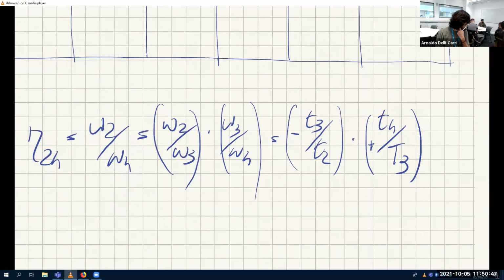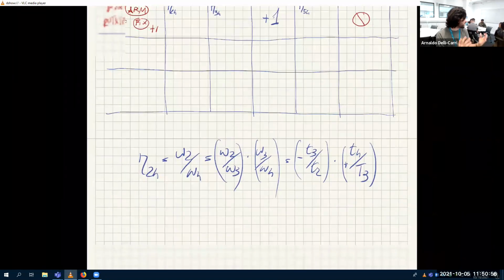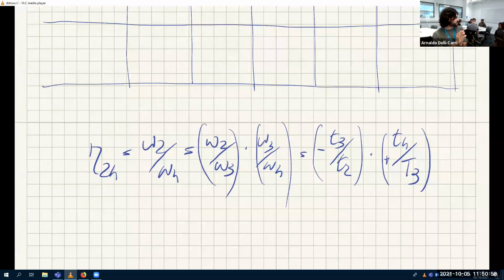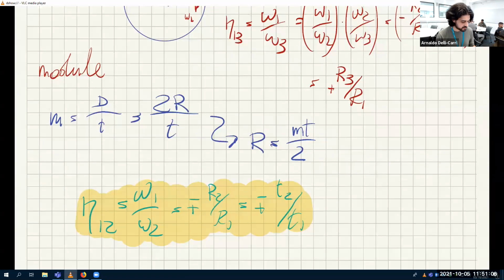Yes. How do you tell whether the gears are internally or externally meshing? You have to look. If it's a ring, it's always internally meshing. That's the idea. When you have a ring, it's always internally meshing. Yes. How do you decide which one's meshing with which? How do you know that? You look at the picture.